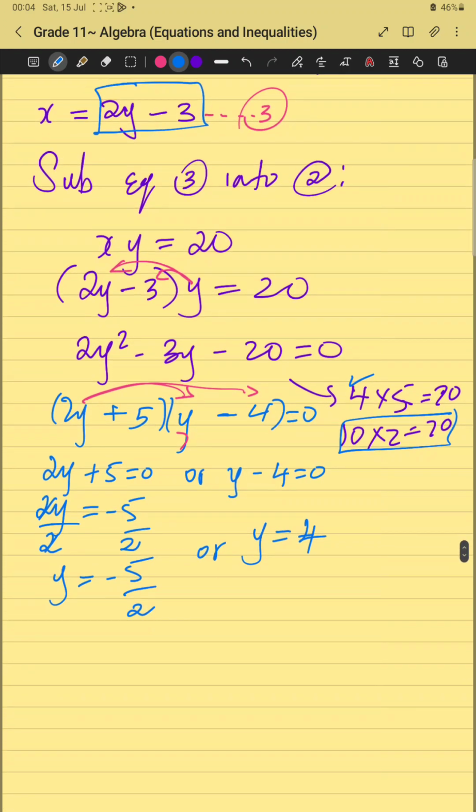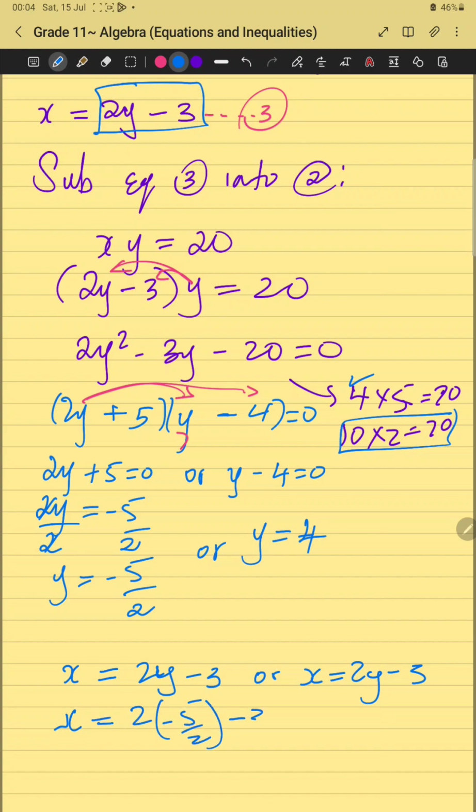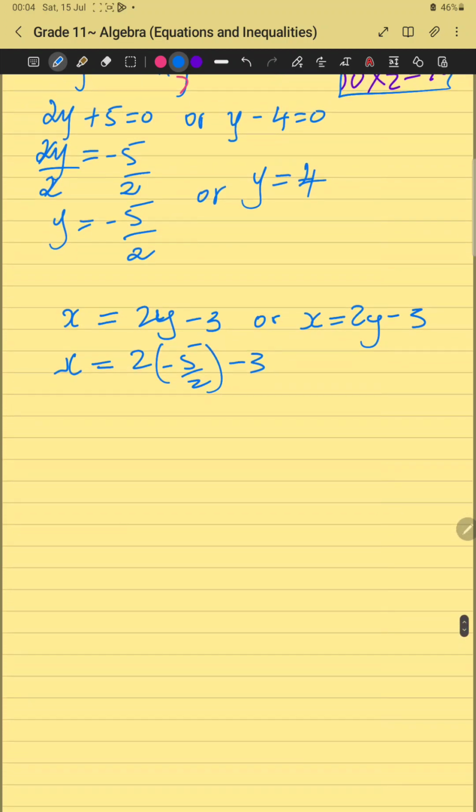What do we do? We're going to just take from equation 3, the one that says x is equal to 2y minus 3. So what we're going to do is, in the place of y here, plug in the first value, and then also here we do the same. So we're going to end up having 2 values of x as we're having 2 values of y. So x must be 2 into negative 5 over 2 minus 3. So you can just, guys, I'll work this one out. So 2 nullifies 2, so minus 5 minus 3. So it must be negative 8.